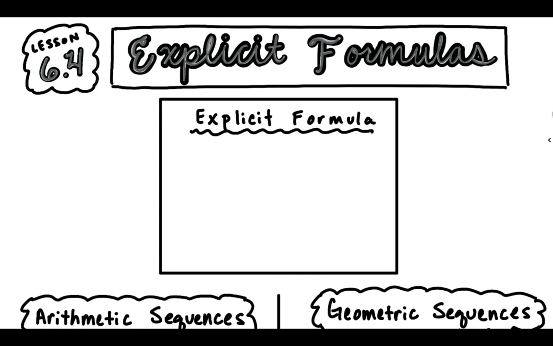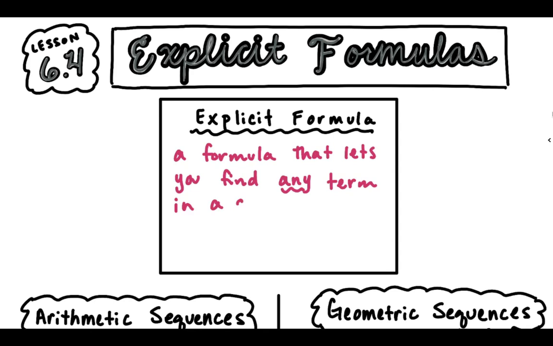So an explicit formula is a formula that lets you find any term in a sequence, and the way you're going to find the term is using the term number. So if I ask you to find the 100th term, you're going to use that 100 in the formula to find the 100th term. We'll see how that plays out in the example video.